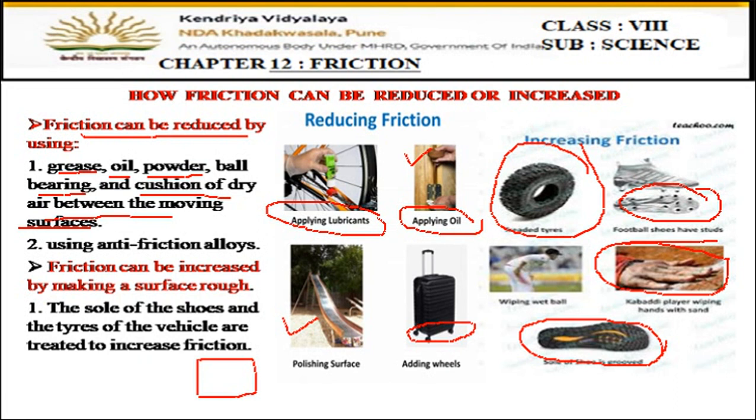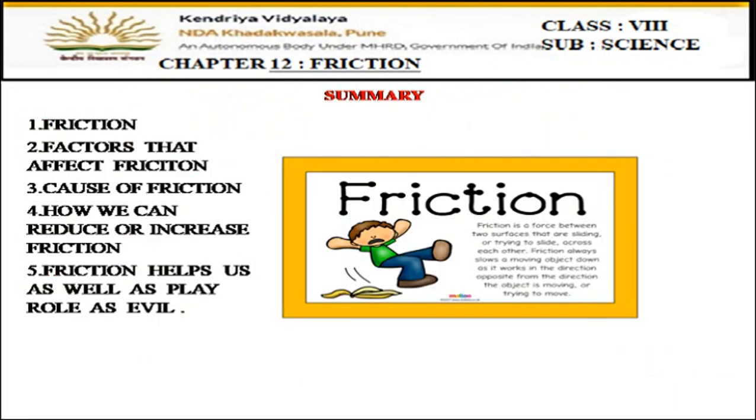Now next, we have come to the summary point. So we have learned about friction today. What is friction? Friction is the force which is acting between two surfaces that are rubbing against each other. Friction is always in the opposite direction of motion. Friction is an evil, a necessary evil for us. Friction can be reduced by applying oil, grease, powder, and it can be increased also by making the surface rough. We have also discussed the different factors which affect the friction and the different causes of the friction.